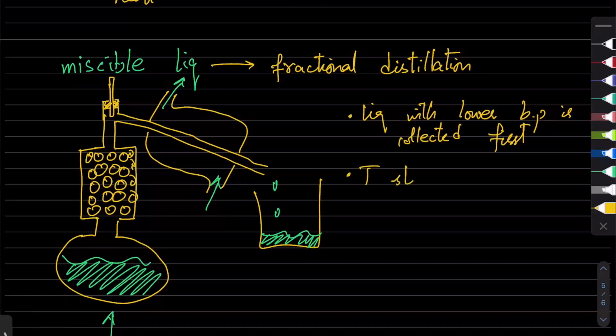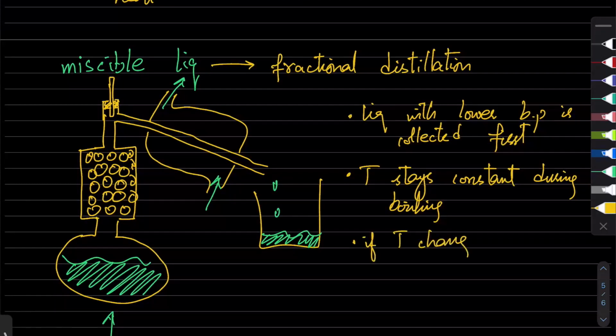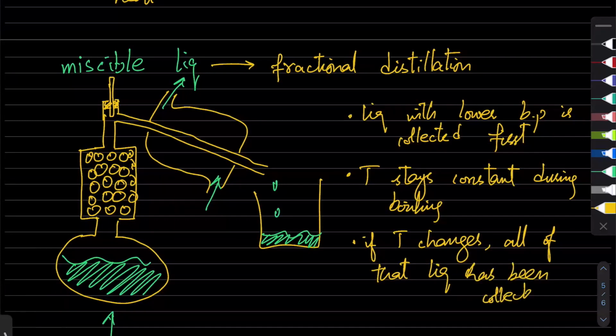Temperature stays constant during boiling. So if a liquid is coming in, the temperature will remain constant. It will not change. Third step, if temperature changes, all of that liquid has been collected. Okay. So that's an important idea.